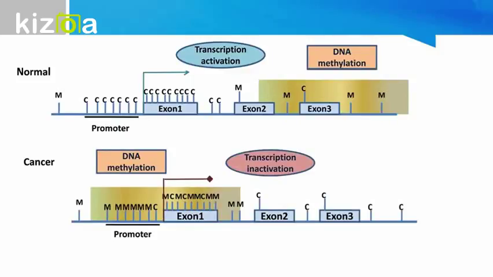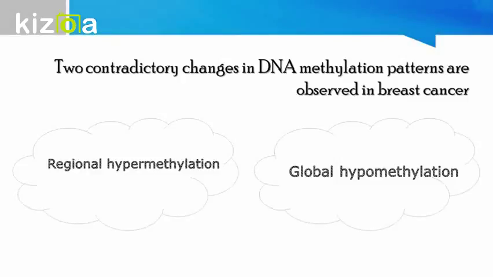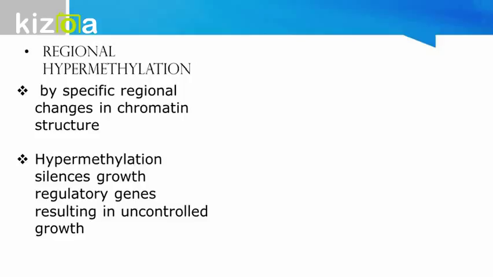The diagram shows a normal DNA sequence in gene transcription, and cancer gene transcription. There are two contradictory changes in DNA methylation patterns. These are observed in breast cancer: regional hypermethylation of specific genes and global hypomethylation. Regional hypermethylation is brought about by specific regional changes in chromatin structure.